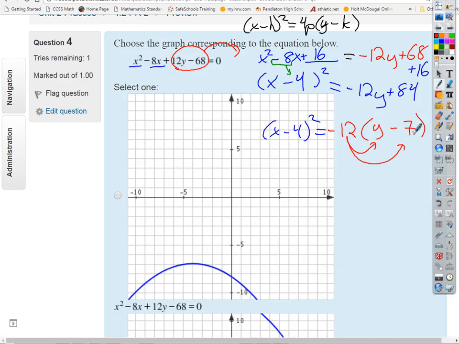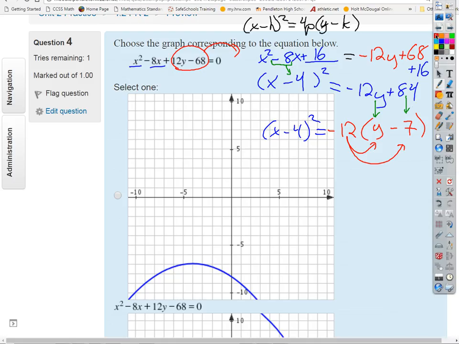Completing the square just says if I start with x squared minus 8x, what's b? Negative 8, right? So half of b is negative 4. Really, when we undistribute a negative 12, we're just dividing. I could also do it this way: negative 12y divided by negative 12 is y. Positive 84 divided by negative 12 is what? Negative 7. Good, right? And so from that information, now we're really where we were in the last problems.